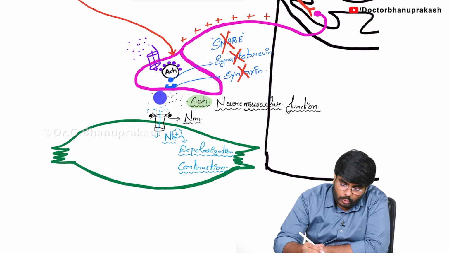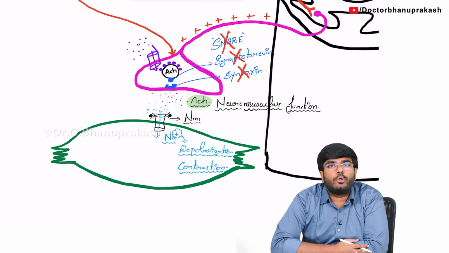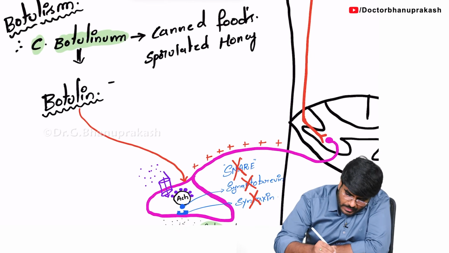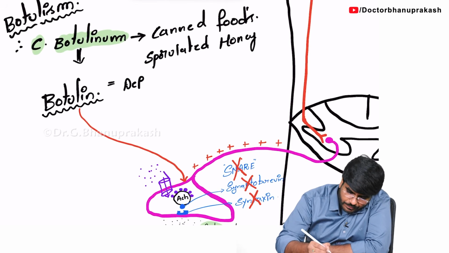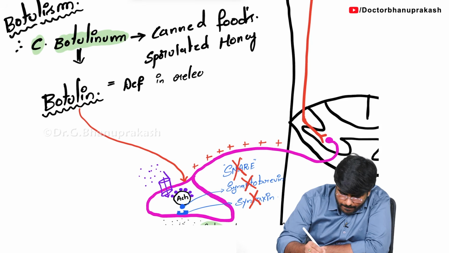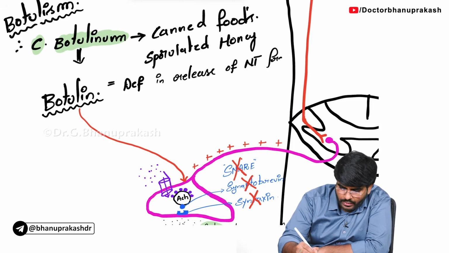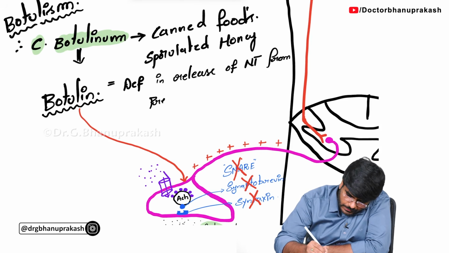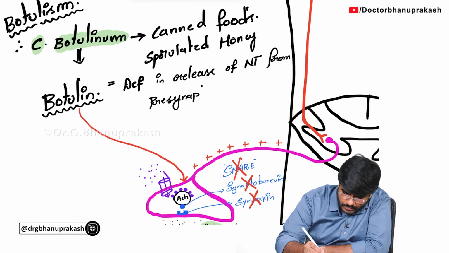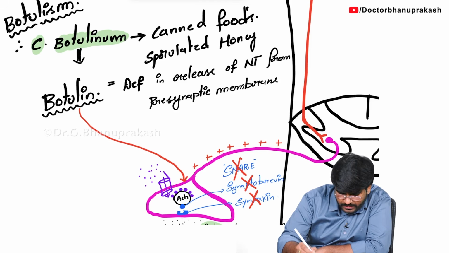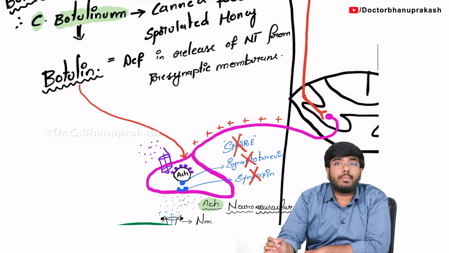Now you tell me, without acetylcholine, do you think the muscles will contract? No, muscles are not going to contract. So this baby or this person is going to go into paralysis. In a person who has botulism, what is the problem? There is a defect in the release of neurotransmitter from the presynaptic membrane.